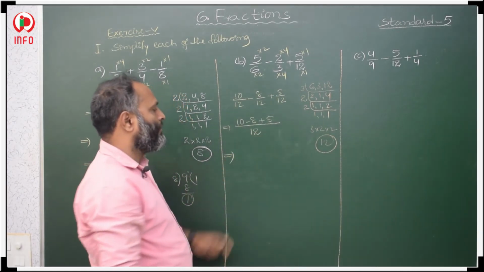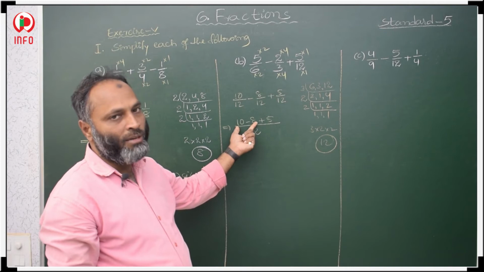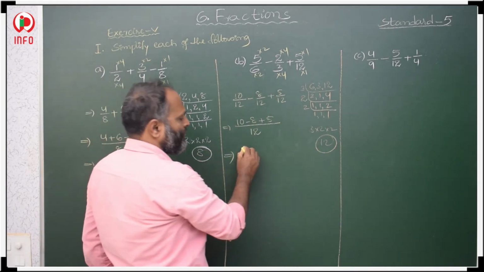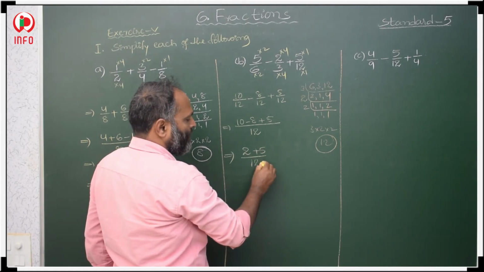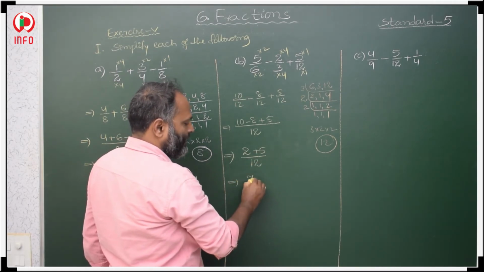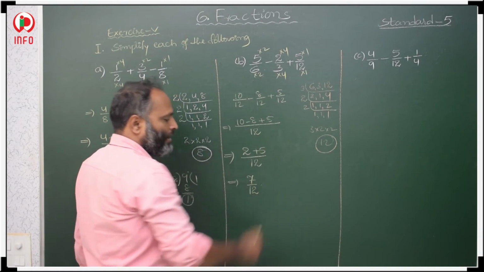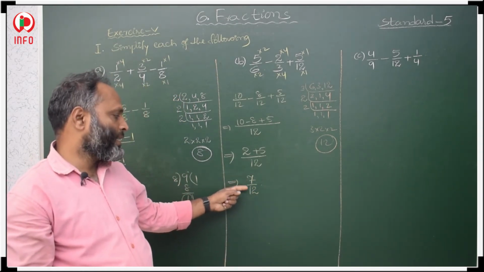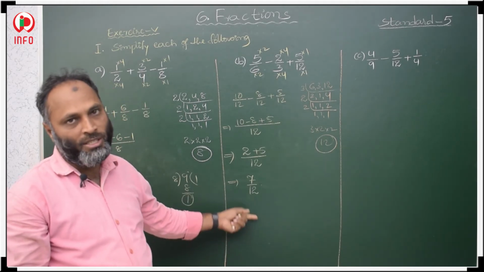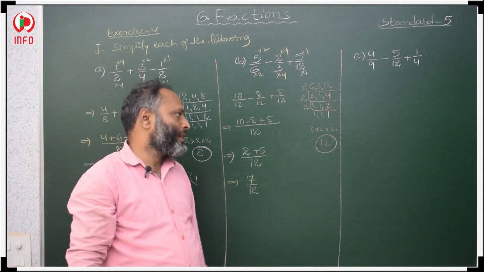Now we have to find the difference of these two. 10 minus 8 is 2. Then after that plus 5 by 12. 2 plus 5 is 7, so 7 by 12. This is a proper fraction, where the numerator is less than the denominator. So there is no need to change, it is already a proper fraction.